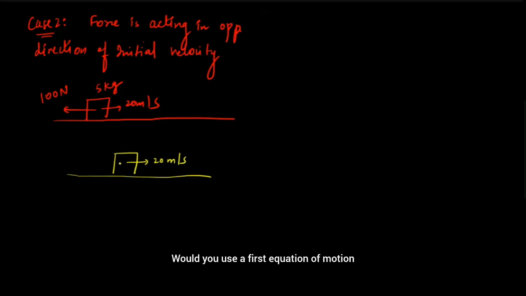We use the first equation of motion. First of all, tell me what is the acceleration you got? 20 meters per second square. So try to find out the displacement first and simply multiply the displacement with force, but it is going to be negative, because the displacement must be taking place in the forward direction because of the initial velocity, whereas we have to find out the work.